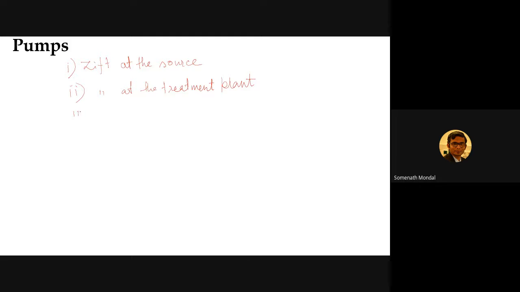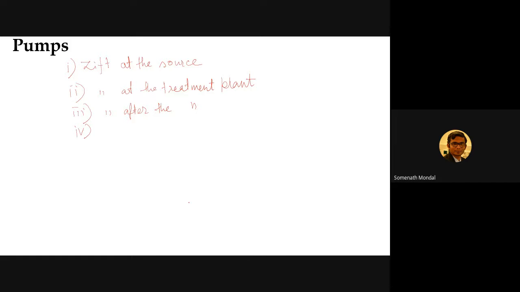There is another situation: lift after the treatment. Once water is treated completely, you may again be unable to get the gravitational gradient by which you can have enough gravitational flow. In those situations, to force the water into the distributing mains, directly or through a service reservoir, we need a certain type of pump to work over here.